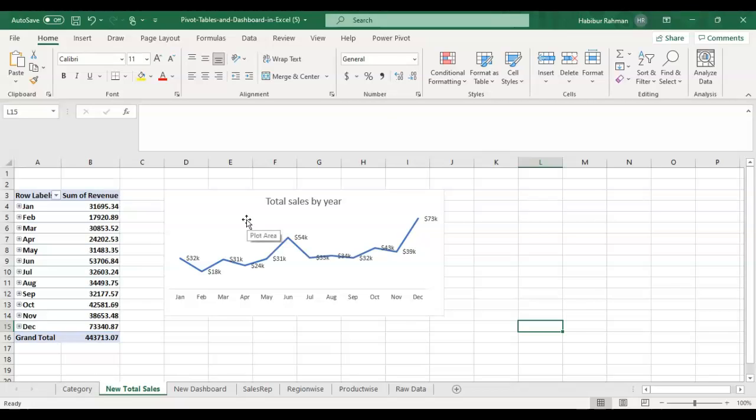You can see total sales by year, by the month. You can see the January to December total sales revenue. December is the highest sales revenue of the year, at 70,000. And February is the lowest sales revenue of the year, at 18,000.